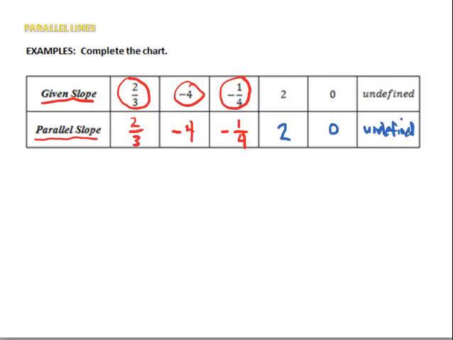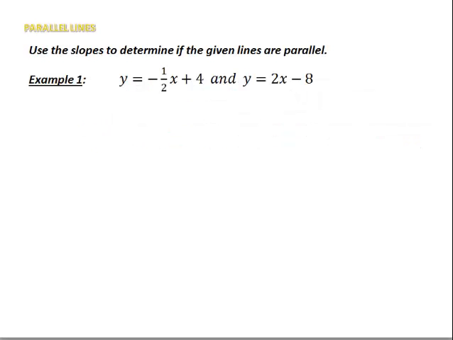Alright, so now we're going to look at the next example. We're going to use the slopes to determine if the lines are parallel. So what we need to do is pull the slope out of each of these lines and see if they're the same. To do that, remember that the lines have to be in the form of y equals mx plus b. If you'll notice, the first equation is y equals mx plus b, and the second one's also y equals mx plus b, so we're in good shape here.